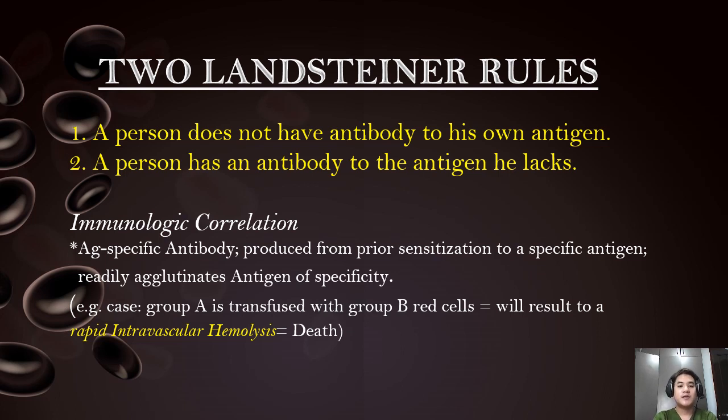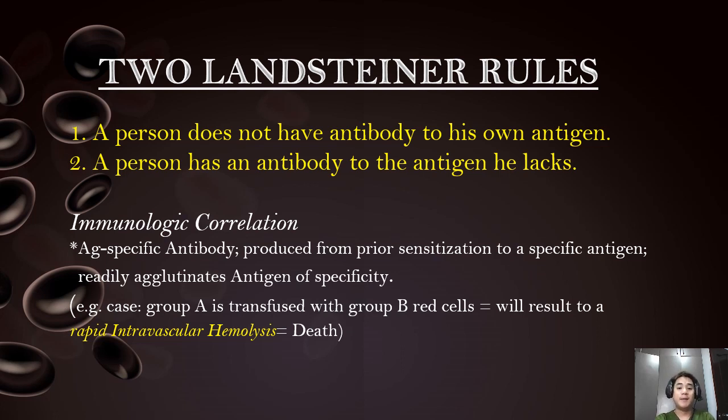Now, this rule states that a person does not have an antibody to his own antigen, but a person has an antibody to the antigen he lacks. And why exactly? Just a bit of review on the fundamentals of the immune system. An antigen-specific antibody is produced when the human body has had past exposure to, or was previously sensitized to, an antigen. These antigen-specific antibodies will then serve as a long-term line of defense against that same antigen.